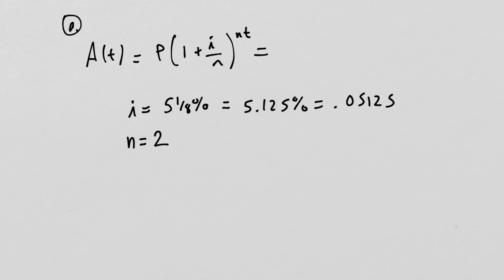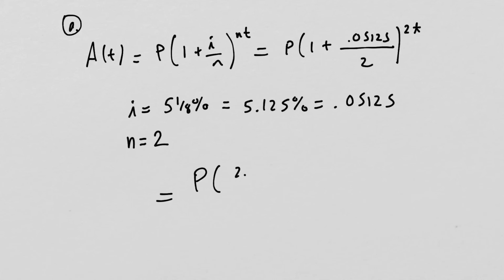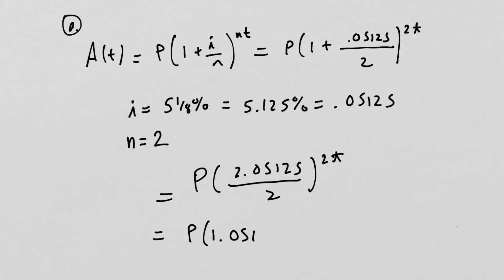Plugging this into our compound interest equation, we get P times (1 plus 0.05125 divided by 2) raised to the 2t. Simplifying, this is equal to P times (2.05125 divided by 2) raised to the 2t, which is equal to P times 1.0519 raised to the t.